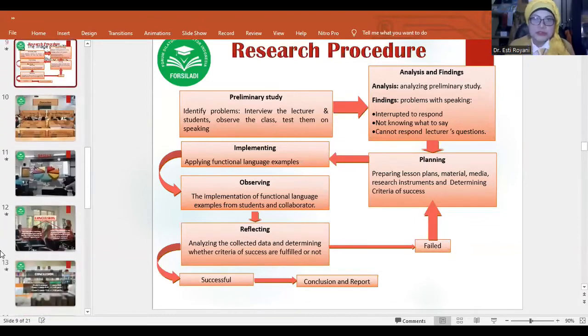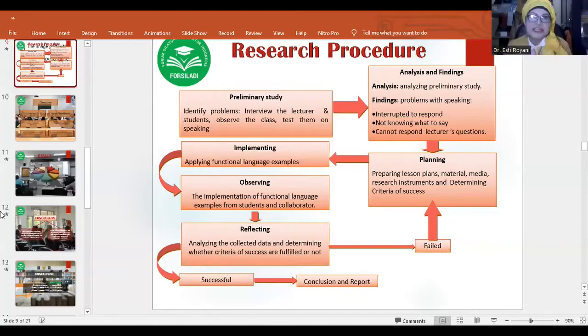This is the procedure of my research. We use the classroom as the research setting. We start from a preliminary study, where we get the basic score from our students. We should prepare everything. The first one, we should identify the problem. After that, we can interview the lecturers and also the students. And the next step, we should observe the class and test them on speaking.